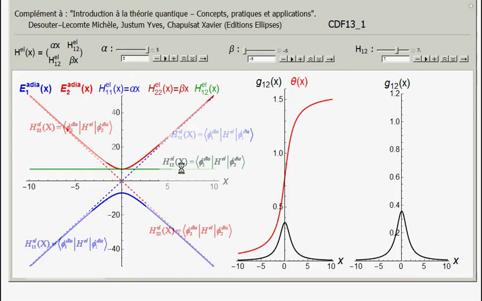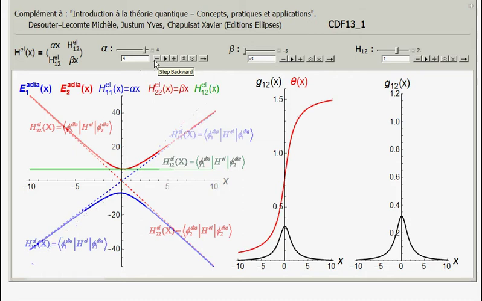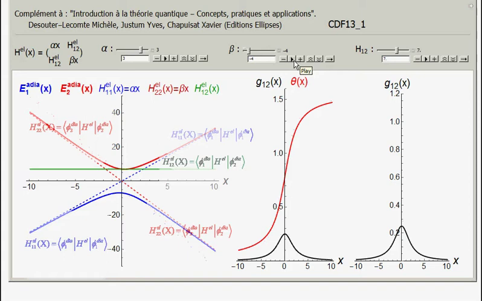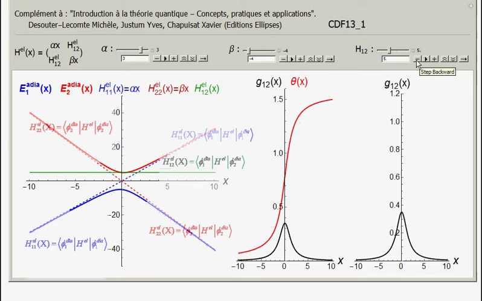In the Landau-Zener-Stüeckelberg model, the electronic diabatic energies are assumed to be linear around the crossing. The buttons alpha and beta allow us to modify the slopes of the potential energy curves, for instance, like this, and here. The coupling H12 is assumed to be independent of the coordinate, so independent of the geometry. The value of the coupling may be modified by the button H12.